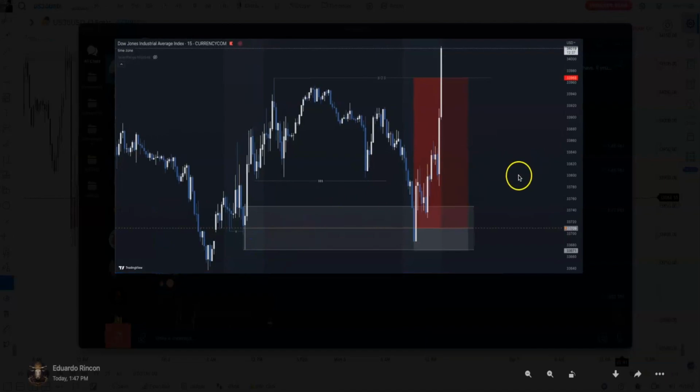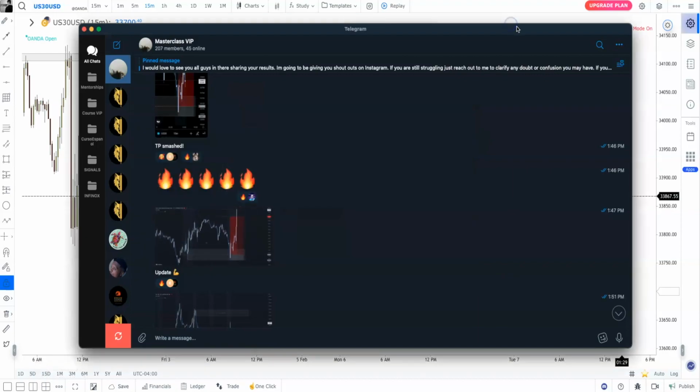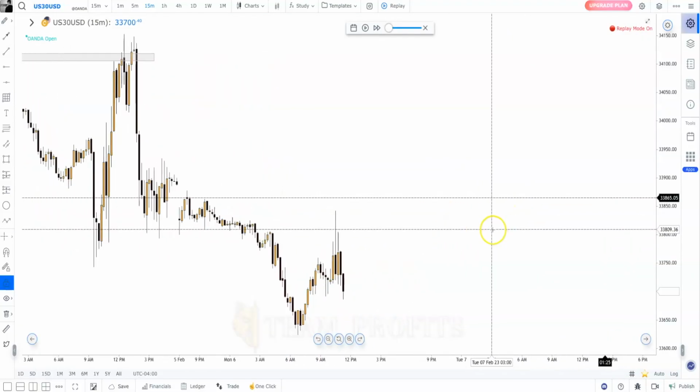Today I wanted to show you a breakdown of this trade I actually took this morning. I'm going to show you a couple of things and the reason why I decided to take the risk on this one on US30. It was actually very simple, but let me show you the entire breakdown.